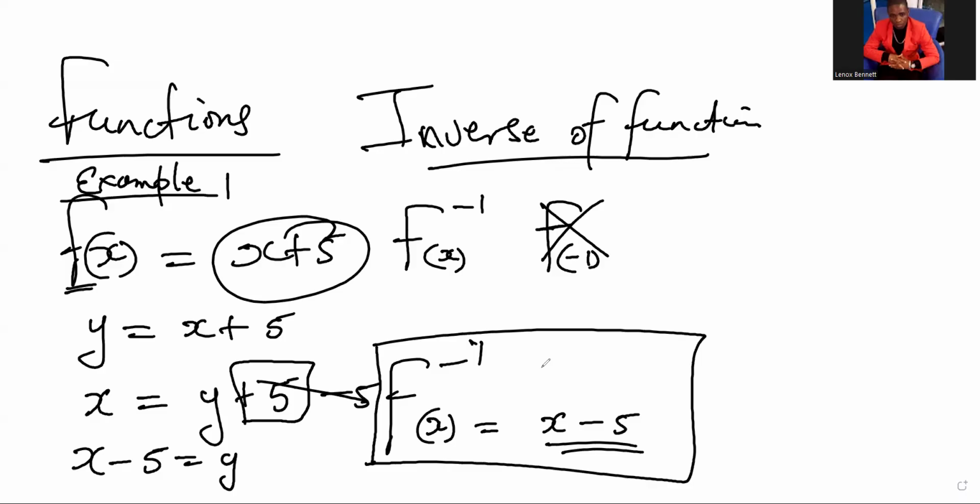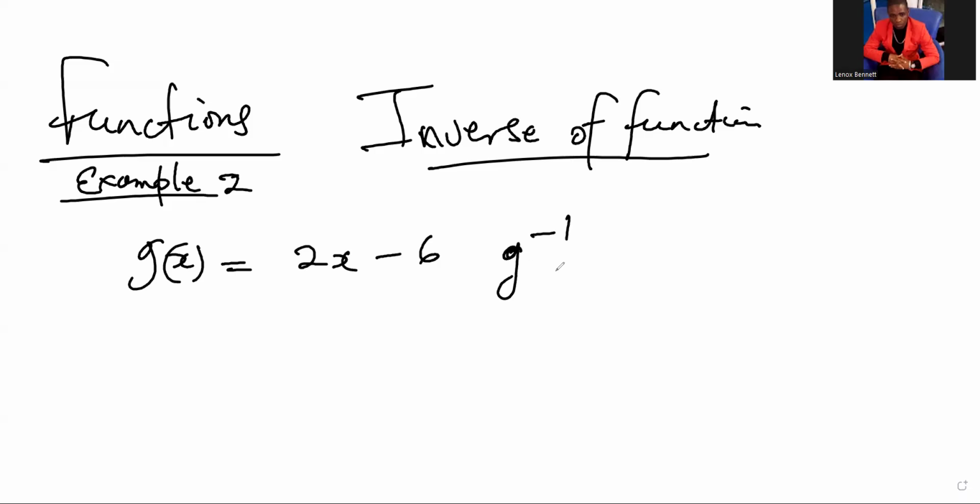Of course, it gets more complex, and we're going to look at that shortly. So first thing, change the function to y. Next, interchange x for y and y for x. And then last step, solve for y. Very simple steps. Okay.